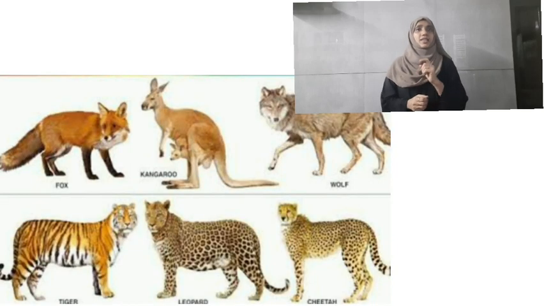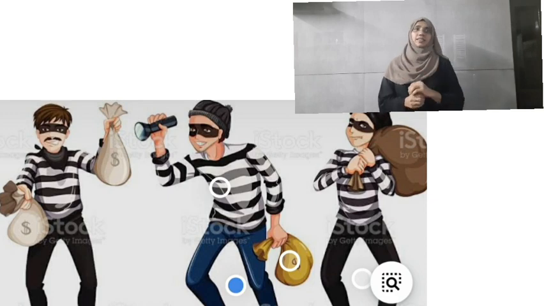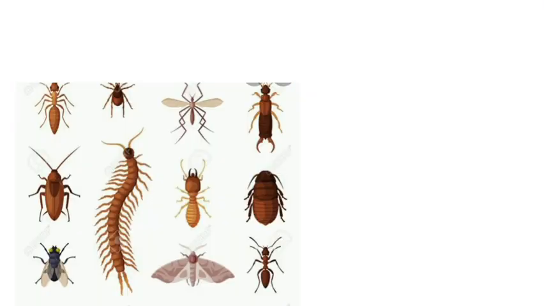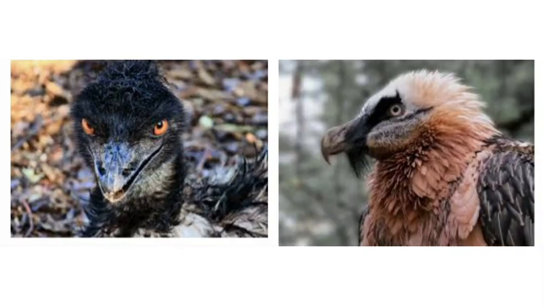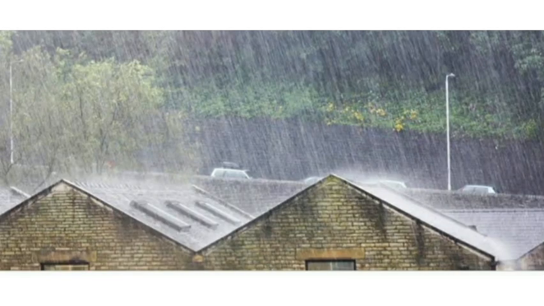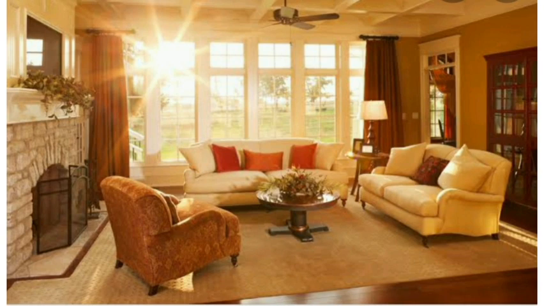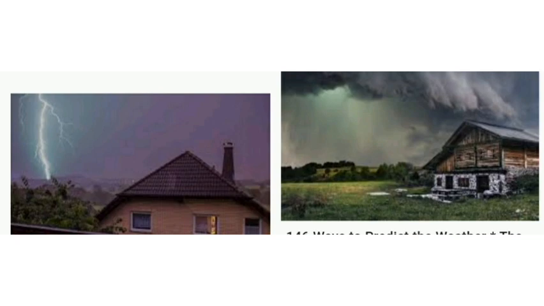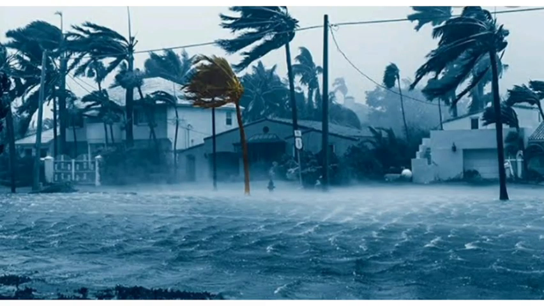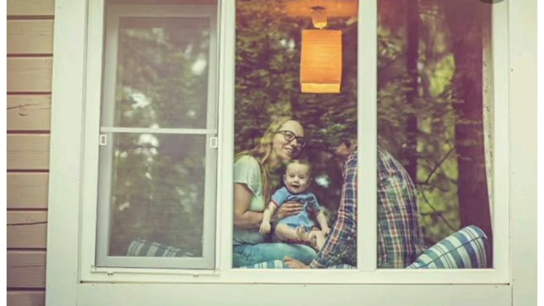Yes, the house protects us from animals, thieves and insects. Not only harmful animals and insects, there are also harmful birds. Even the house protects us from rain, sunlight, cold and other disasters like lightning and thunder. If you stay at home, you'll be safe, right? Now all of you understood, the house keeps us safe from animals, insects, harmful birds, sunlight, rain and cold.